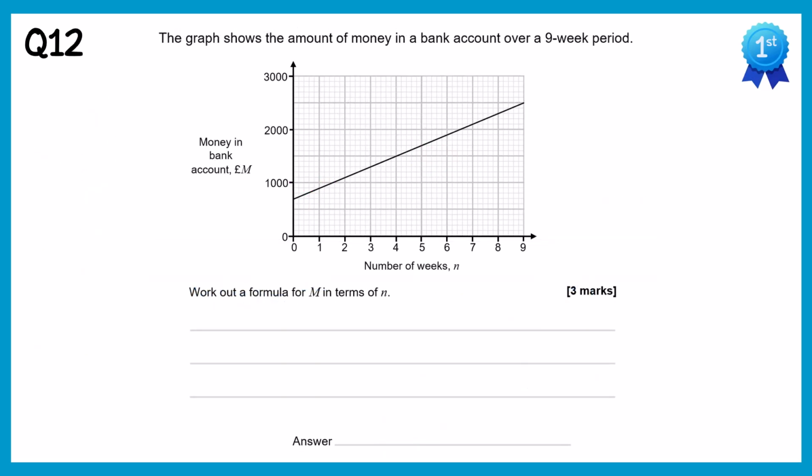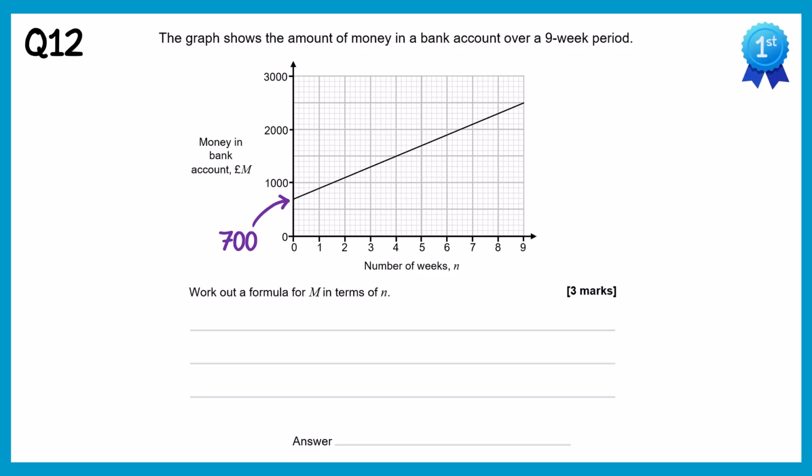In this question, we need to find a formula for m in terms of n, where m is the amount of money in the bank and n is the number of weeks. To find the equation of a line, you need two things. You need its gradient and its y-intercept, although in this case it will actually be an m-intercept, because the y-axis is actually the m-axis and the x-axis is now the n-axis. So we're looking for the m-intercept, which is where it crosses the m-axis here, and that has a value of 700.